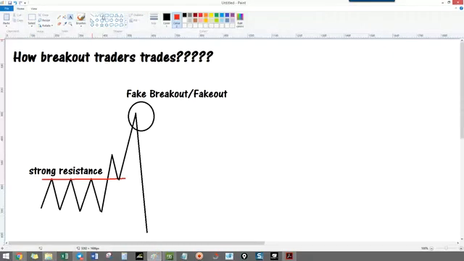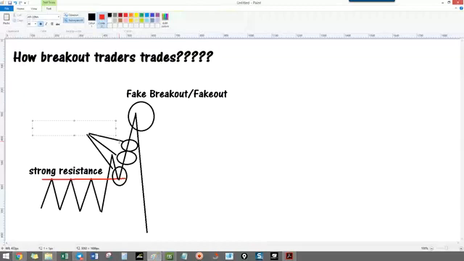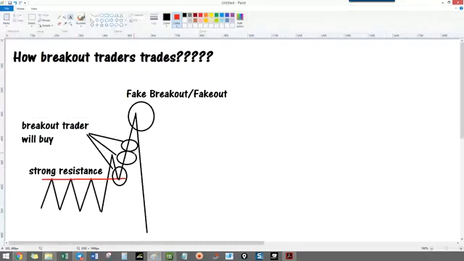Okay, this is the entry of the breakout trader, or over here, or over here. The breakout trader will buy, and finally it got stopped out, because it entered on the fake breakout. So how to identify a fake breakout?